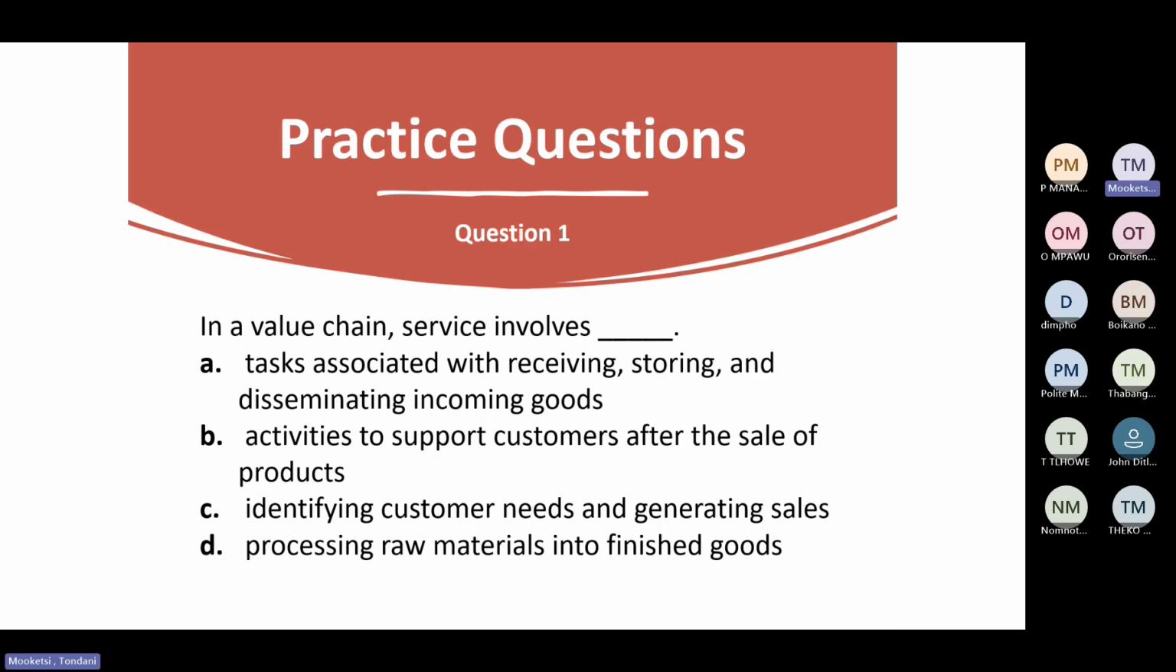Okay, some practice questions. Question 1 says, in a value chain, service involves option A, tasks associated with receiving, storing, and disseminating incoming goods, or B, activities to support customers after the sale of products, C, identifying customer needs and generating sales, or D, processing raw materials into finishing goods. Which of these activities are involved in a value chain? You can select your answer and put it here in the chat.